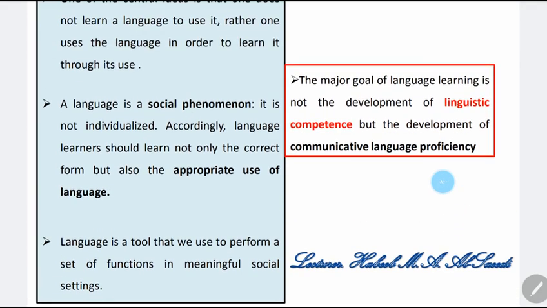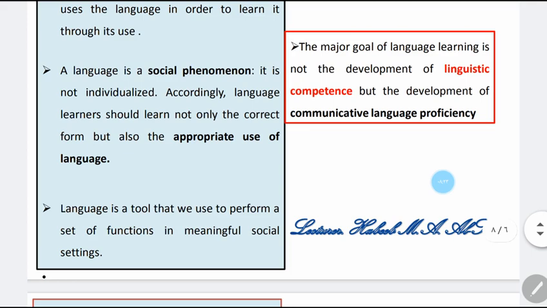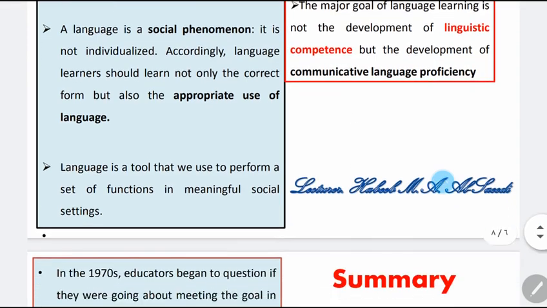The major goal of language teaching is not the development of linguistic competence, but the development of communicative language proficiency. The most important thing is to be proficient, to be able to communicate, to interact, to use the language, not only to master the structure of the language or the grammatical paradigms and patterns. The most important thing is to develop communicative language proficiency.